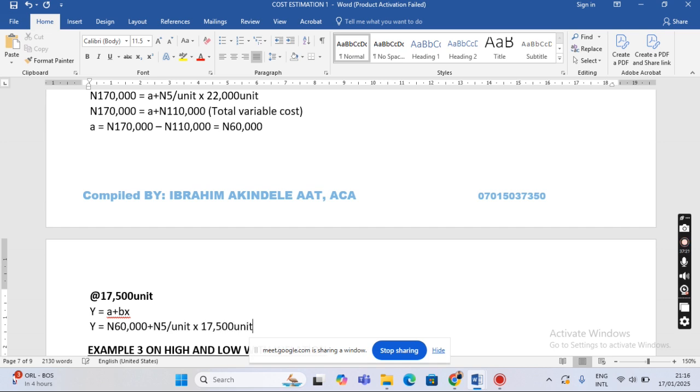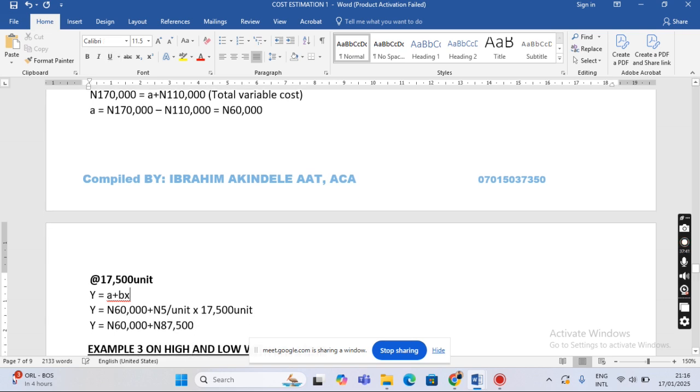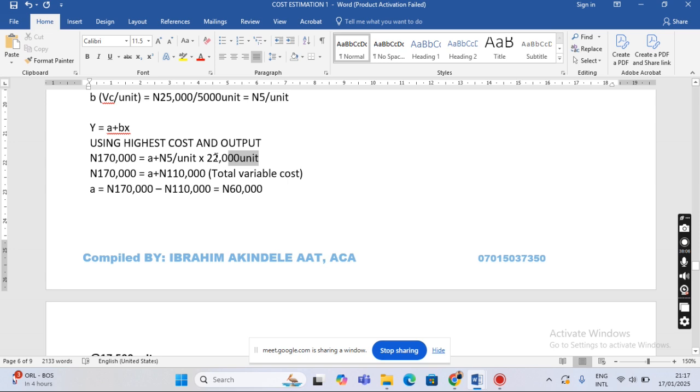I want to get the figure of the total variable cost first, so that I can use it to explain something. So what is the total variable cost? 87,500. Okay, thank you. Now you can see that when production changes to 17,500, the total variable cost is 87,500. Don't forget that when your output is 22,000 units, you can see the variation. So basically, your total variable cost will vary based on what you produce, right?